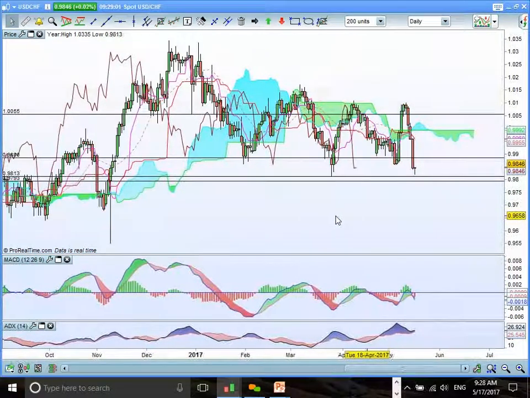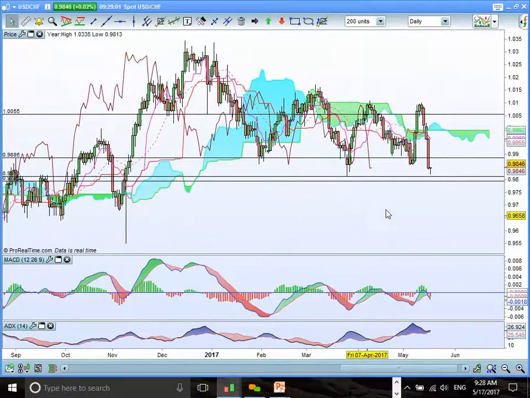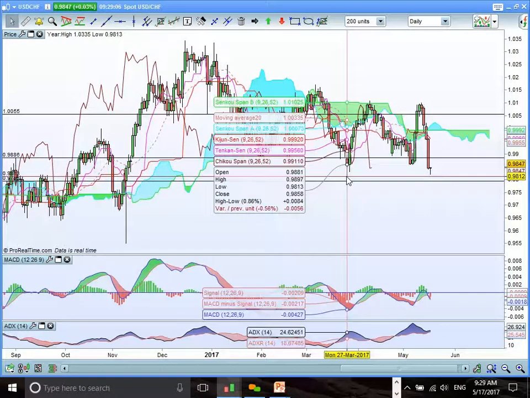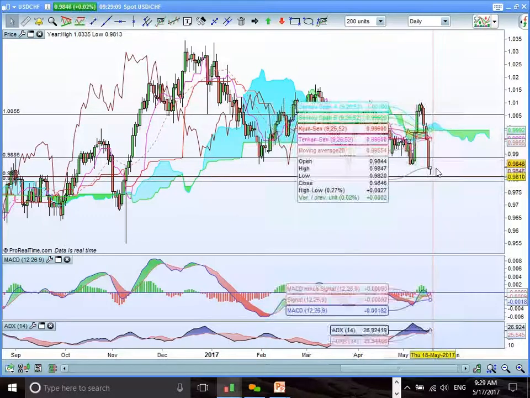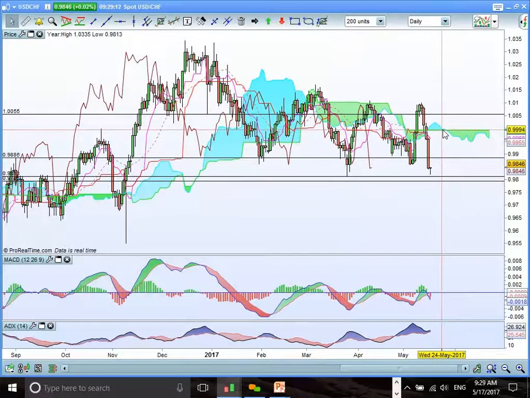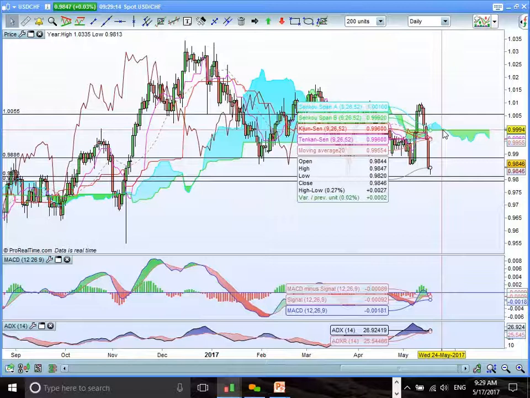Now, from a daily, the Swiss franc on a daily cloud chart, we can see here we are really testing these old lows of March, and we could see a potential rebound for a short-term trade back up to the bottom end of the cloud at 99.94. So there's a short-term swing trade in that trade.